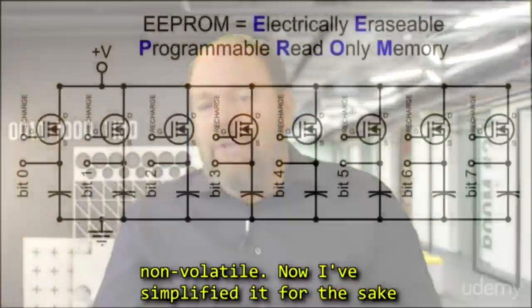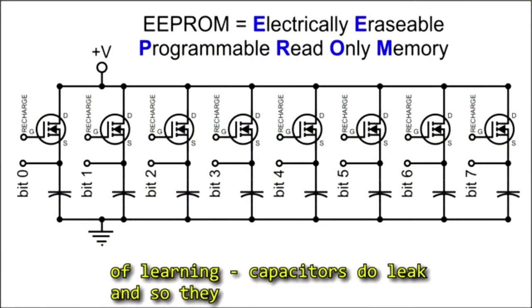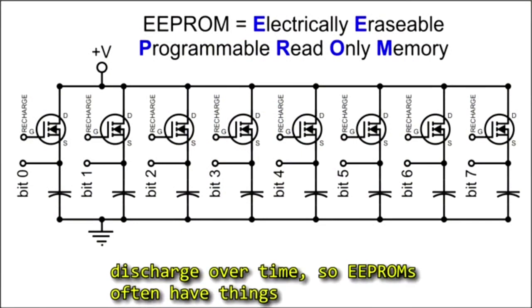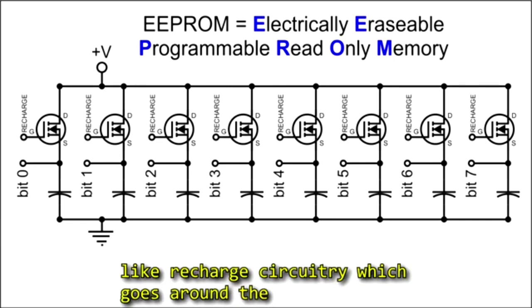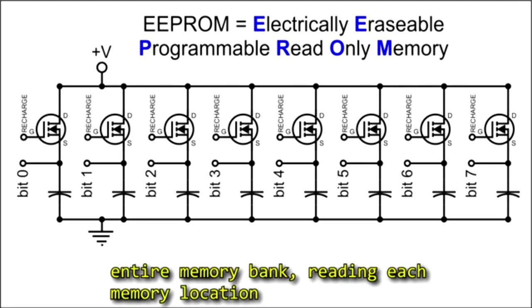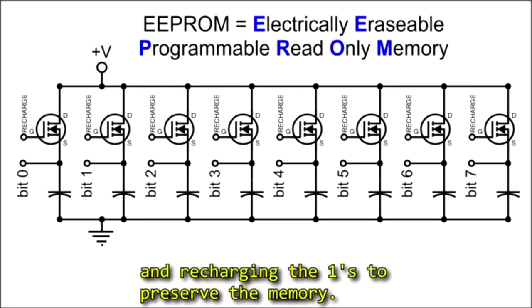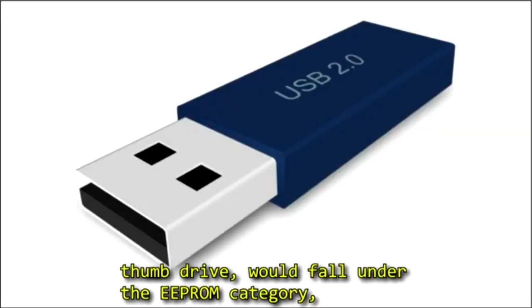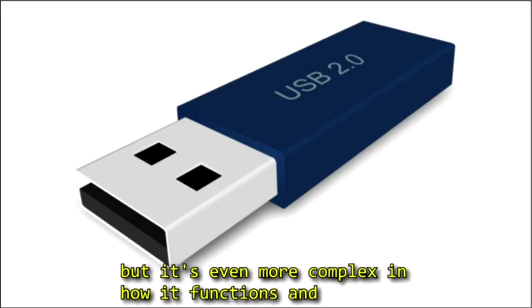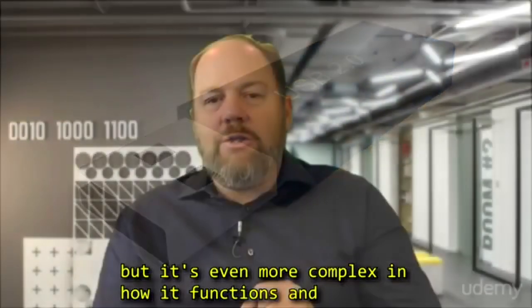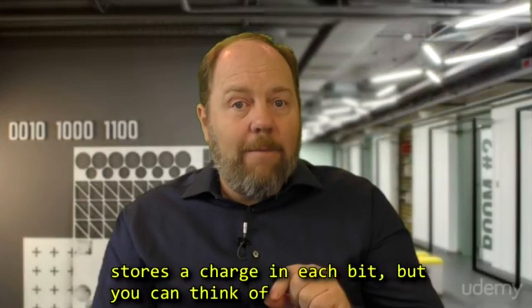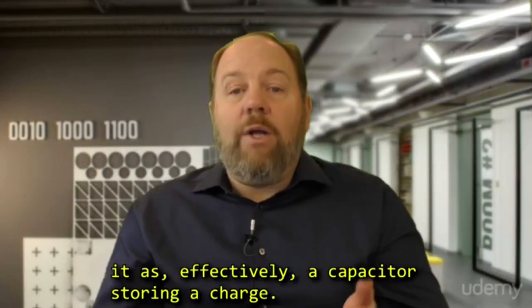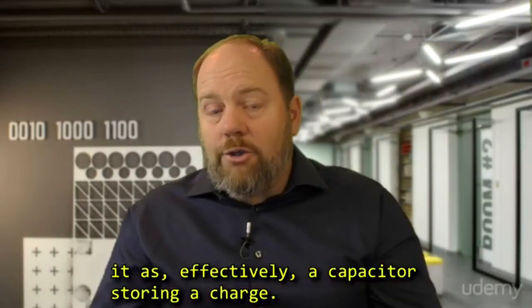Now, I've simplified it for the sake of learning. Capacitors do leak, and so they discharge over time. So EEPROMs often have things like recharge circuitry, which goes around the entire memory bank, reading each memory location and recharging the ones to preserve the memory. Flash memory, like what you have in the common thumb drive, would fall under the EEPROM category, but it's even more complex in how it functions and stores a charge in each bit. But you can think of it as effectively a capacitor storing a charge.